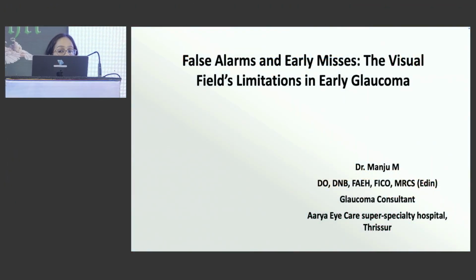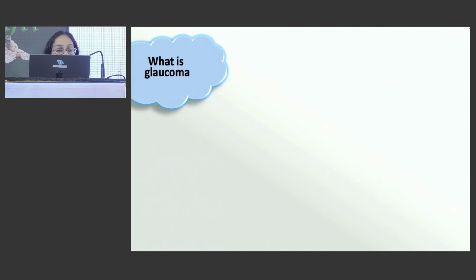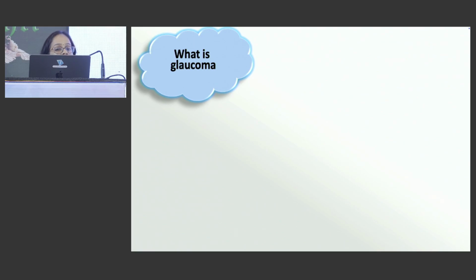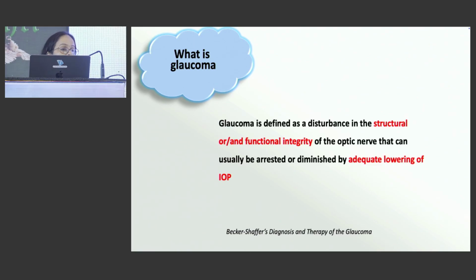Good morning all. The talk is on false alarms and early misses, the visual field limitations in early glaucoma. So we'll start from what is glaucoma. Glaucoma is defined as a disturbance in the structural or functional integrity of the optic nerve that can usually be arrested or diminished by adequate lowering of the intraocular pressure.